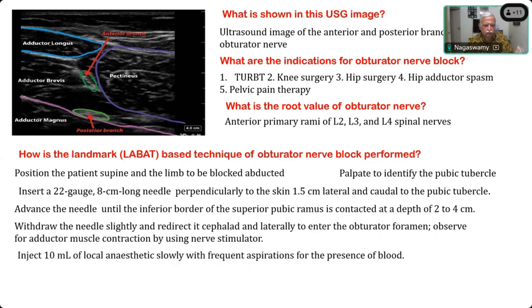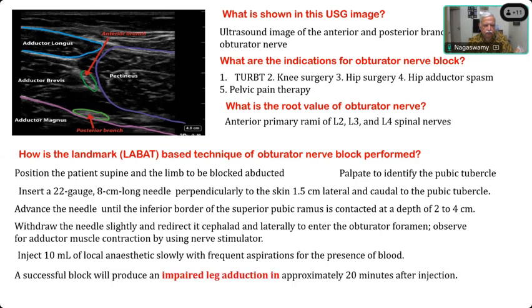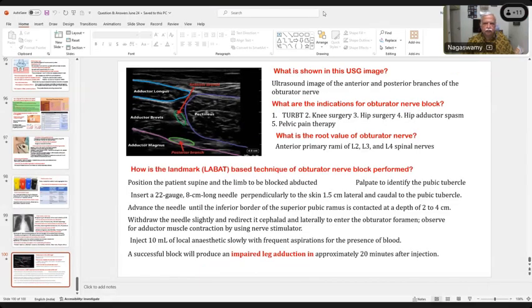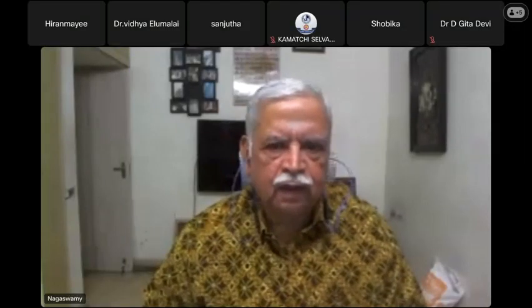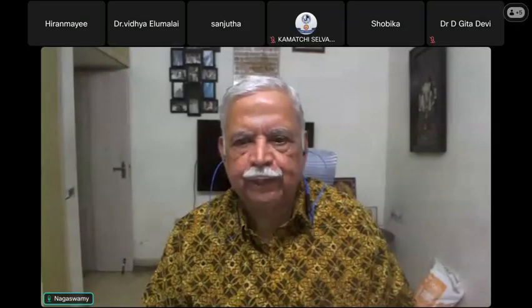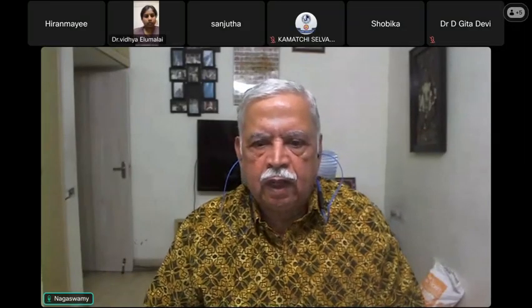Inject 10 ml of local anesthetic slowly with frequent aspiration for blood. A successful block will produce impaired thigh adduction approximately 20 minutes after injection. These are all the points for this class. Okay. Right.